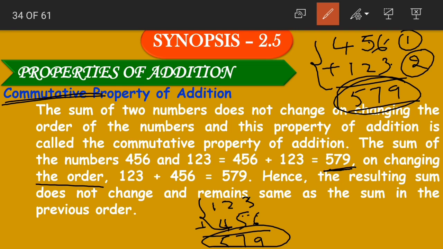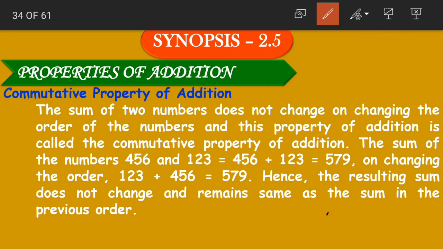What do you mean by the order? Order means changing the places. Like this number was first, this was second, but now I've changed it so 123 is in the first place and 456 in the second place. Even though I changed the order, first it was 456 plus 123, now it is 123 plus 456.